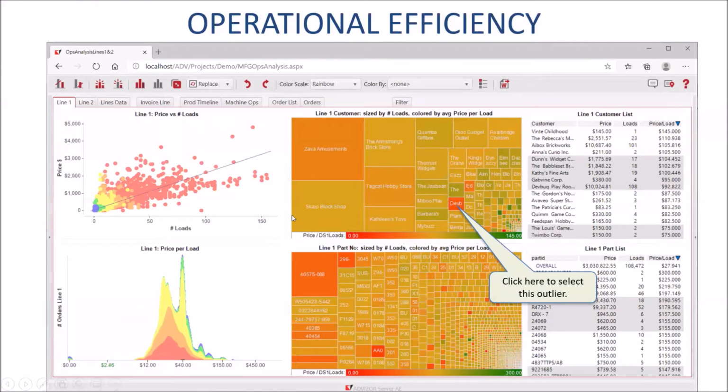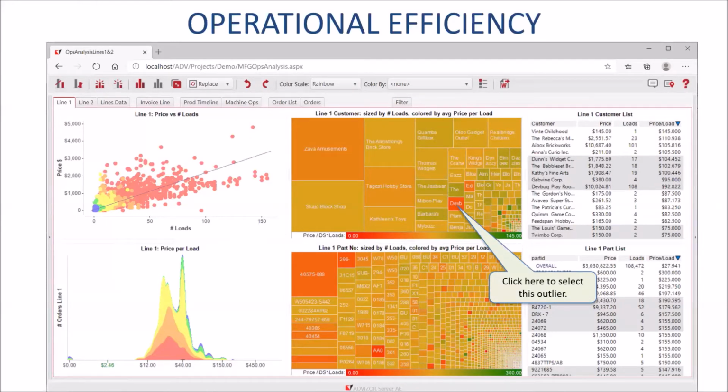There's a heat map, which takes the same data and shows it by customer. So Zava Amusements is big. It's got a lot of loads going through our factory, colored by the average price per load. It's median. So median is in the $35, $40 range. Green is way up at the top. Red, like this one, is down at the low end. So this also helps you see if I have patterns of customers who have low revenue per load, which I care a lot about.